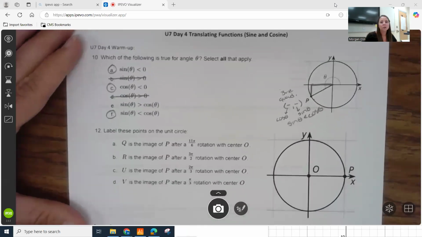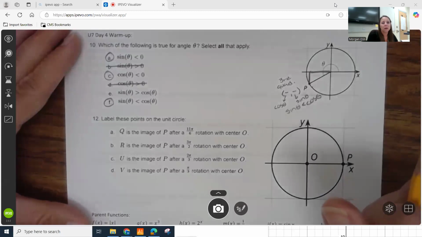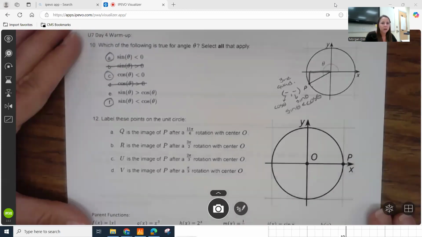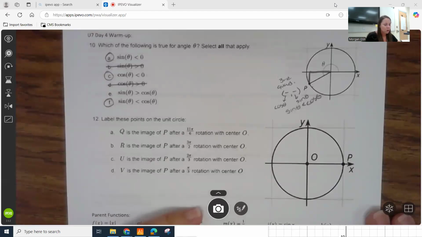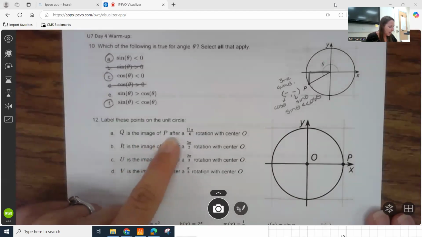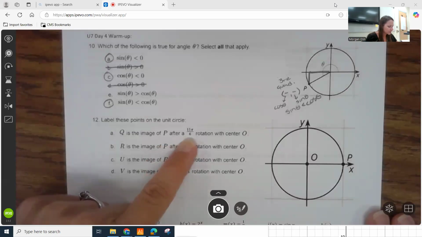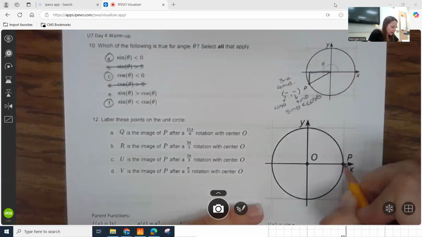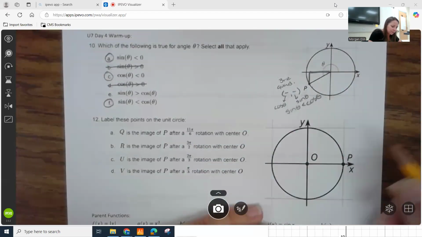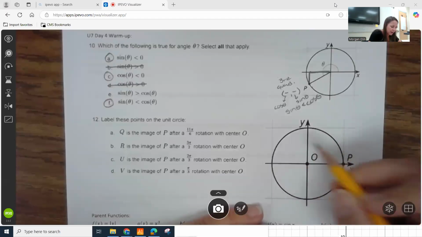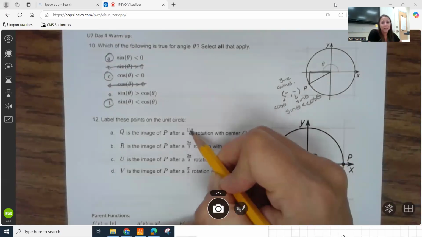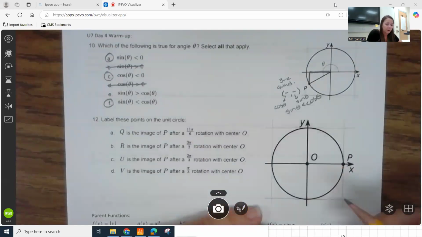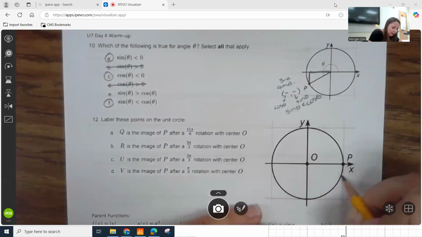All right, now number 12. Label these points on the unit circle. We're going to name all these points. Q is the image of P after an 11 pi over 6 rotation with center 0. Here's P right here. 11 pi over 6: if I add one more, that's 12 pi over 6, which is 2 pi. So 11 pi over 6 is about right here, and we'll label that as Q.